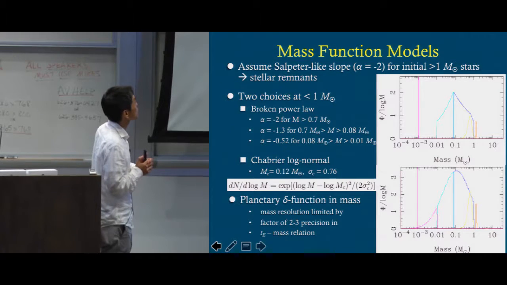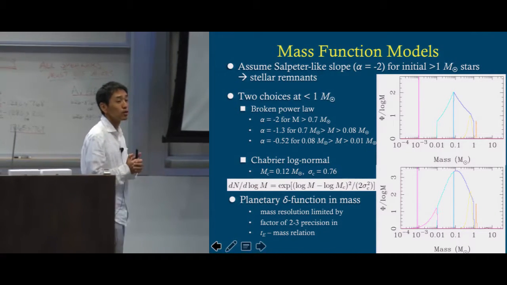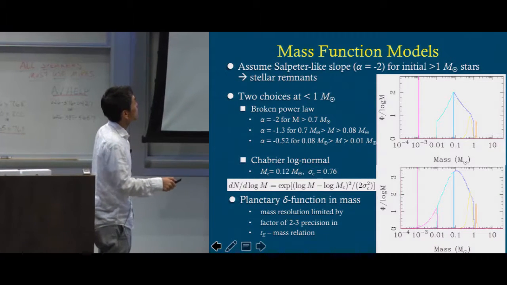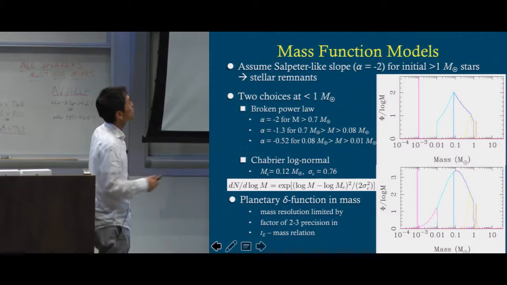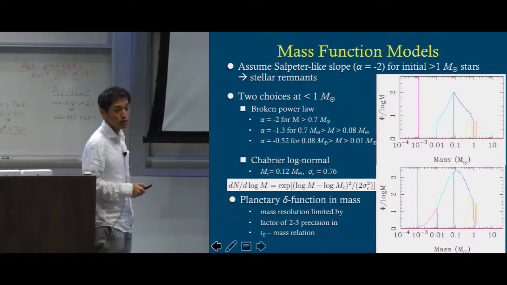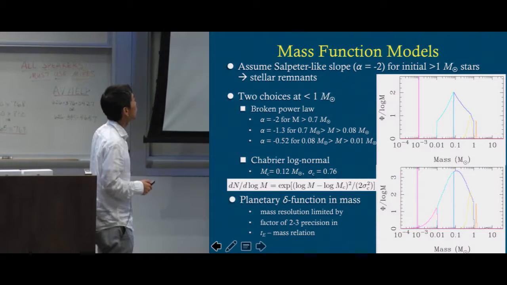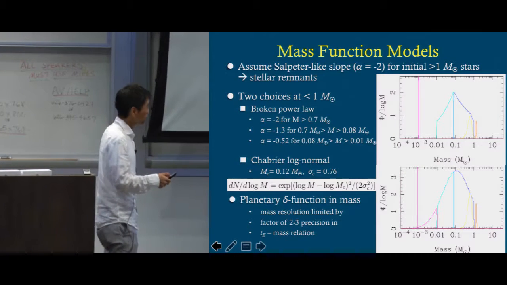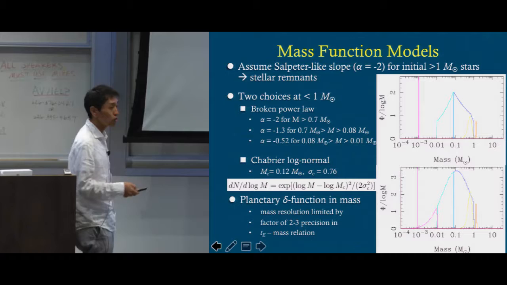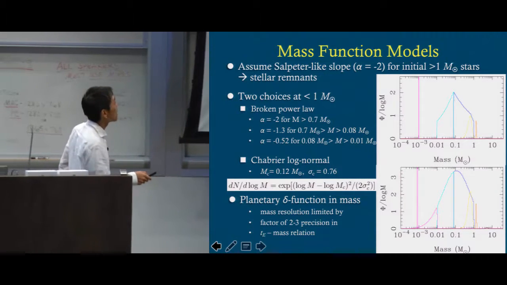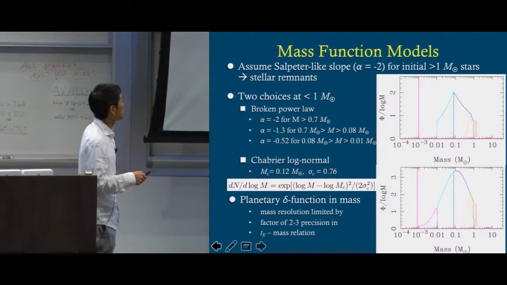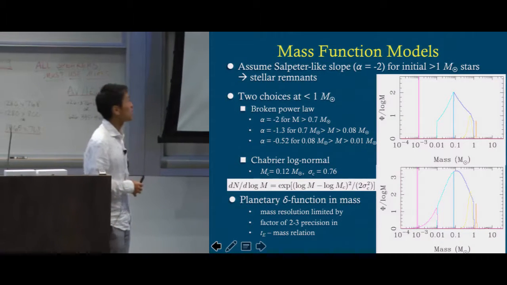So for the mass function, we assume 2 types of models. First, for the heavy stars more than 1 solar mass, we assume a Salpeter-like slope initial mass function, and assume they evolve to stellar remnants. And for the stars less than 1 solar mass, we took 2 models. One is the broken power law, like this, and the other is Chabrier's log-normal mass function.